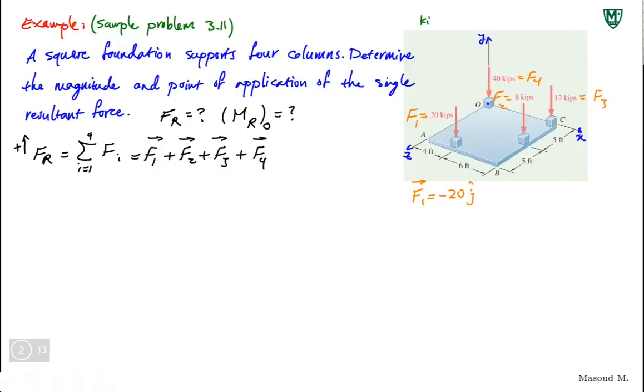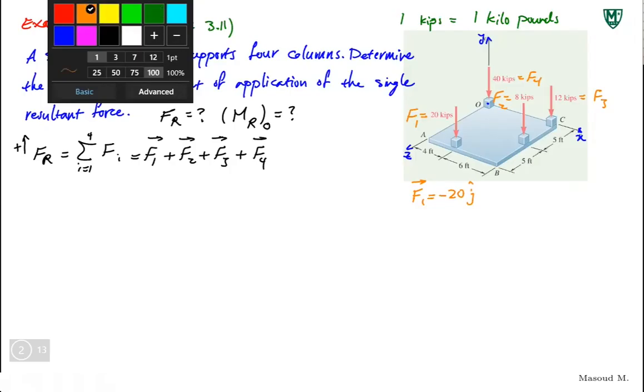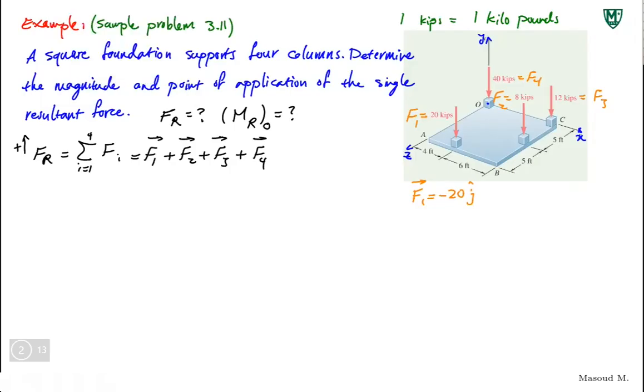One quick note, I don't know if I mentioned that, but a kip stands for 1 kilo pound, or 1,000 pounds. When we're dealing with very large forces and using the US customary system of units, we use kips. So these 20 kips mean 20,000 pounds. Just wanted to make sure that I mentioned that if I didn't mention it before.